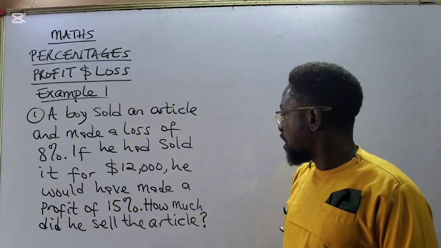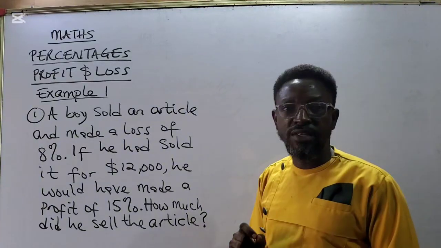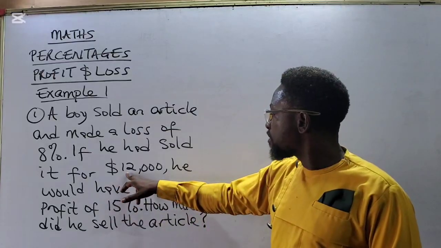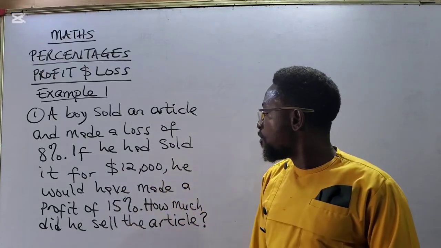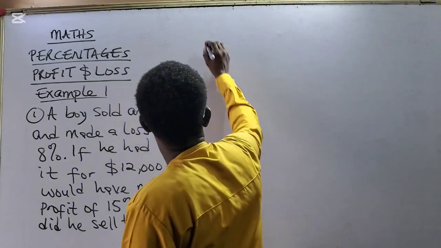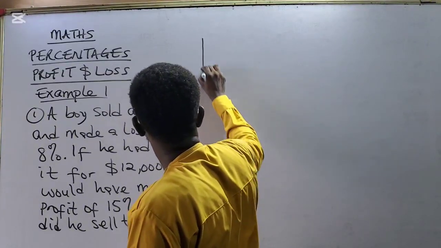So the first thing I'll need to calculate is the cost price, the cost price that will make me sell this article for 12,000 and make a profit of 15%. So let's see how we solve a question like that.